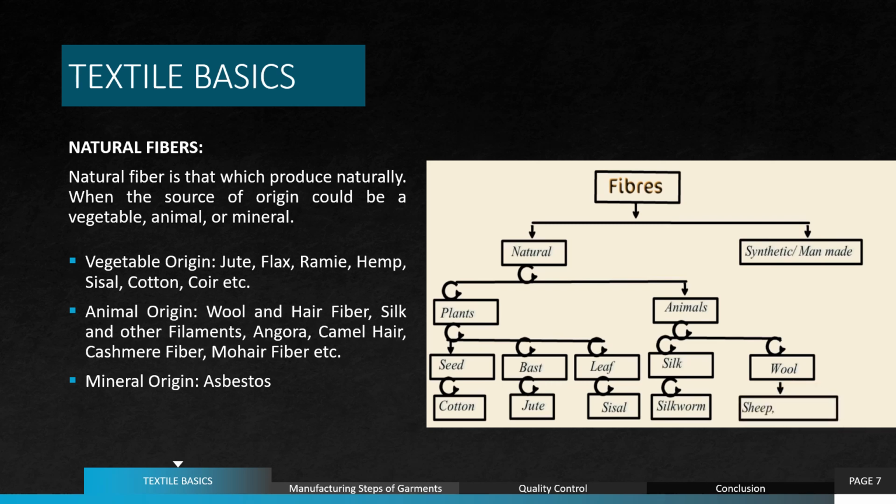Now, let's discuss another type of fibers. Another type of fibers is synthetic fibers. Synthetic fibers are also known as man-made fibers, means the fibers which are made by humans. For example, nylon, polyester, and rayon, etc. are the examples of such type of fibers which are made by humans.